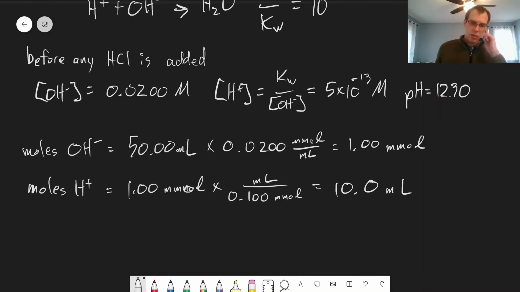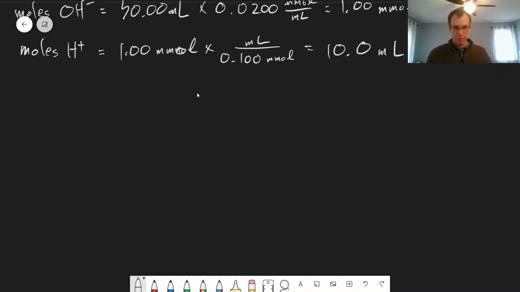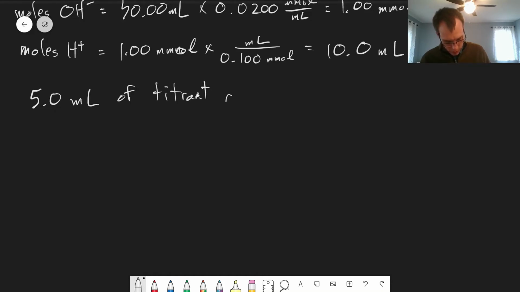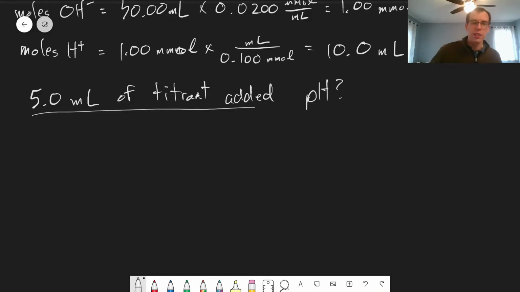Okay, so now we can look at some points along the titration curve. Similar to the precipitation titration, we can look at points before the equivalence point, at the equivalence point, and after the equivalence point. So let's look at doing one before the equivalence point. Let's say we've added half, 5 milliliters of titrant. And what we're looking for is, what is the pH of this solution.